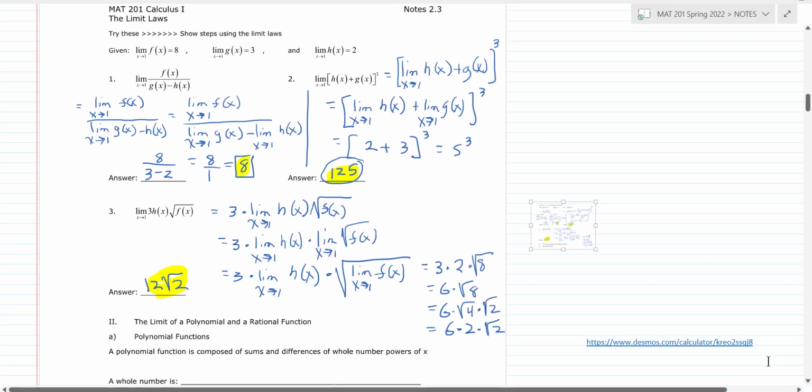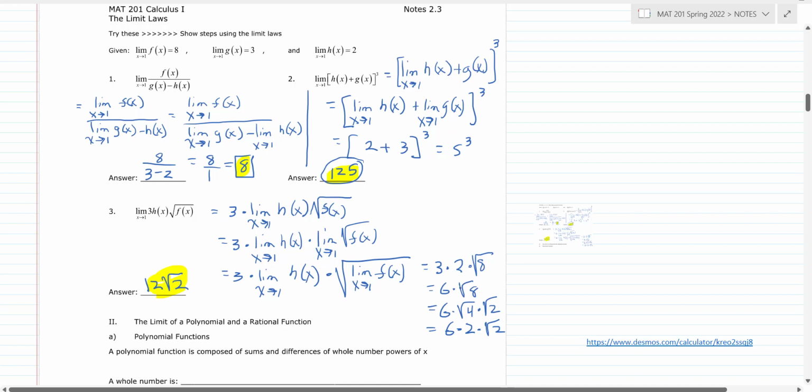Okay, so here are the answers that you should have got. Now I tried to be really careful in how I write the limit laws out. So you want to see how this is done. You want to try to do this step by step. The first one I would have got 8. The second one, 125. Then the third one, there might be a little bit of issues with algebra on this possibly. I ended up getting 12 times the square root of 2.